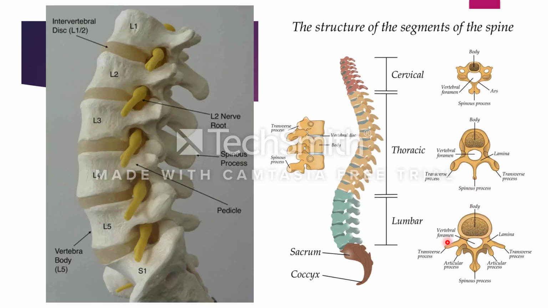But in the lumbar vertebra, the body is massive. The vertebral foramen is again bigger than in the thoracic vertebra. Then here there are two transverse processes, which are quadrilateral in shape. Then this is the spinous process. The transverse processes are big, and the spinous process is quadrilateral in shape.